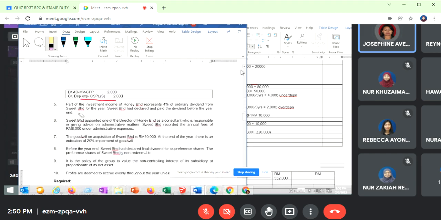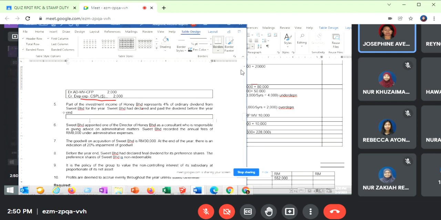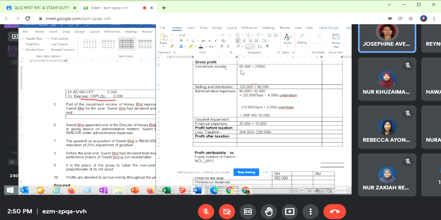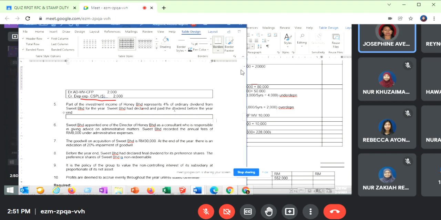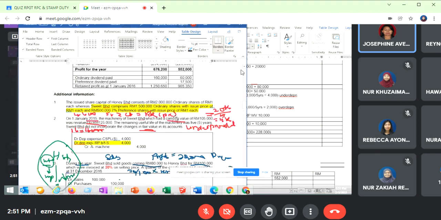Okay, so now we go to number 5. Part of the investment income of Honey represents 4% of the ordinary dividend from Sweet for the year. So you go to the investment income here. It says part of the income of the parent here is actually income that is received from the subsidiary company. So we have to minus. All right, so how many percent is that dividend? How many percent?